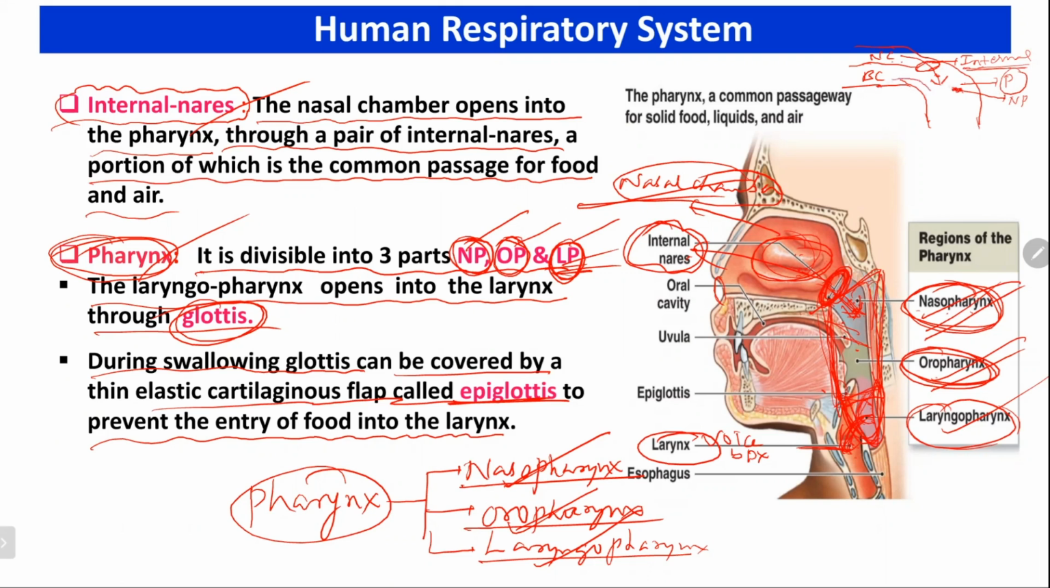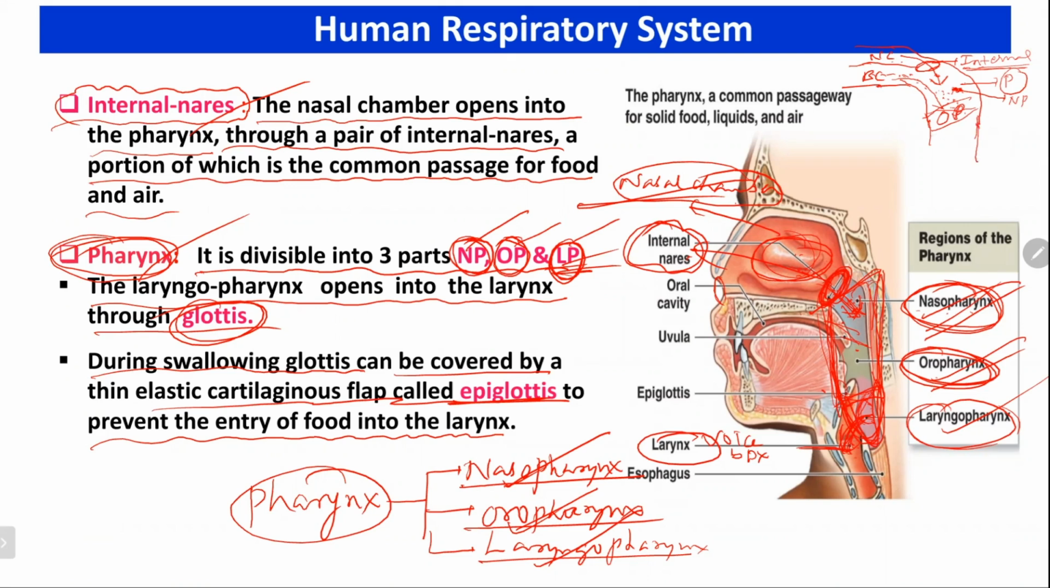This is buccal cavity. Buccal cavity again leads into part of pharynx or not? Yes, this part of the pharynx into which buccal cavity opens is called what? Oropharynx. So in this way, air enters the pharynx through internal nostrils, and food also enters the pharynx. Water also enters the pharynx through buccal cavity. I hope you understand. That is why we can call pharynx a common passage for both food and air.